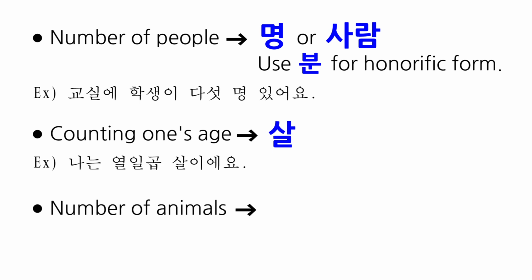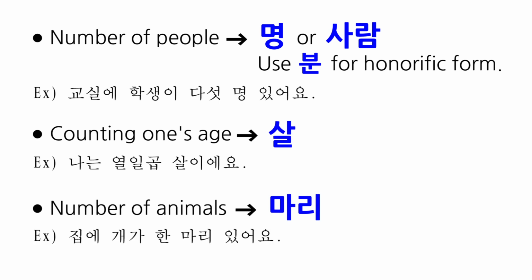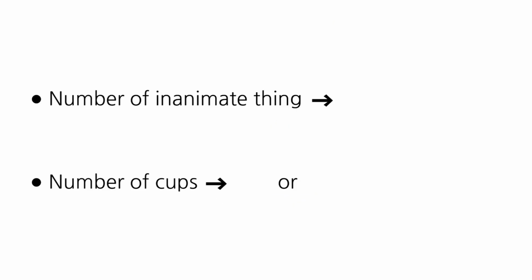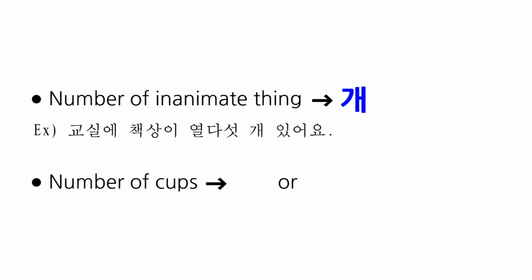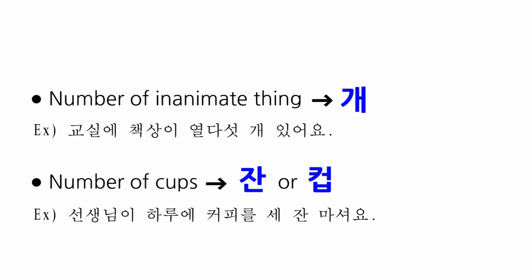Number of animals, 마리. Example, 집에 개가 1마리 있어요. Number of an inanimate thing, 개. Example, 교실에 책상이 15개 있어요. Number of cups, 잔 or cup. Example, 선생님이 하루에 커피를 3잔 마셔요.